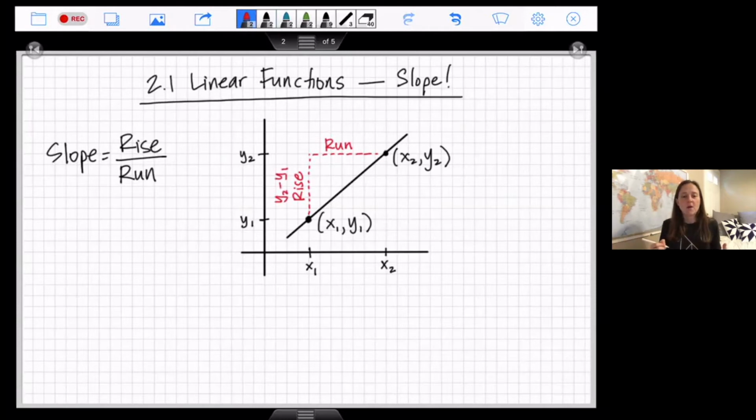And the same thing on the x-axis for run is just using the x-axis as a ruler. It's going to subtract the bigger one minus the smaller one, x2 minus x1. All right, so our slope, that is rise over run, is just going to be the difference in the y coordinates over the difference in the x coordinates. So our slope formula over here is going to be y2 minus y1, that's our rise, over our run, x2 minus x1. All right, so let's go try this out with an actual example.